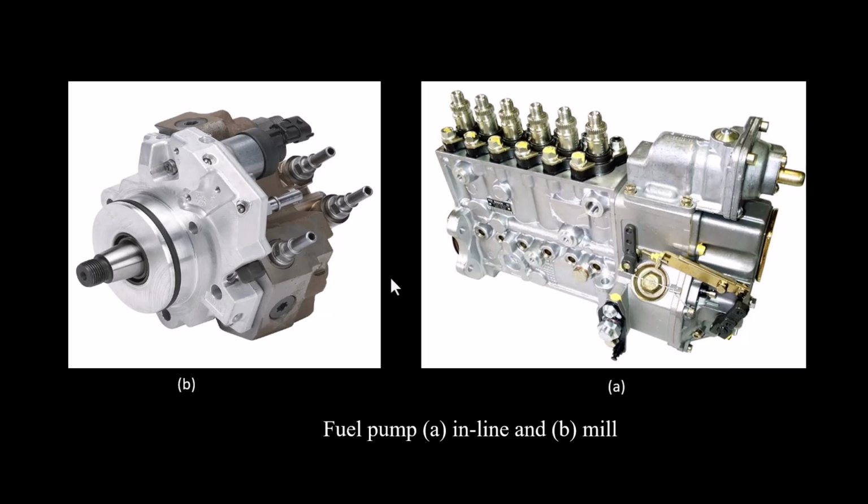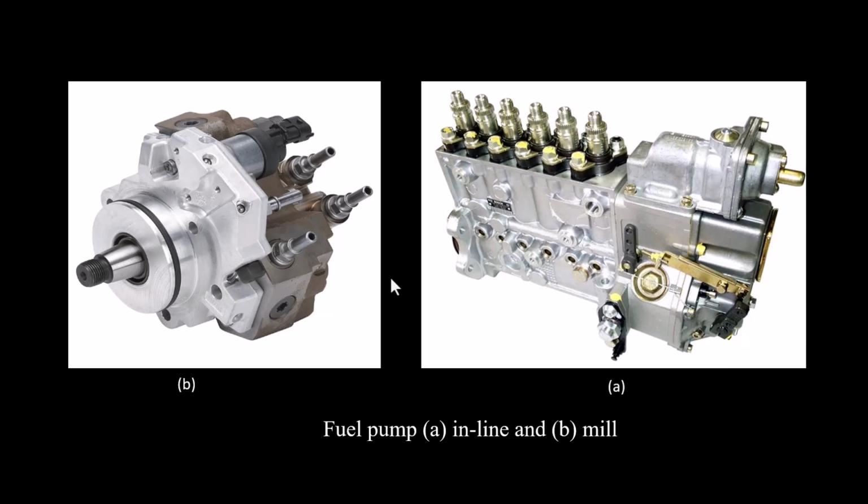As you can see, one type of injection pump is the inline pump and another type is the rotary pump. The main function of the injection pump, which is part of the high pressure circuit, is to deliver fuel under high pressure to the injectors. And the injection pump is essentially the heart of the diesel engine.